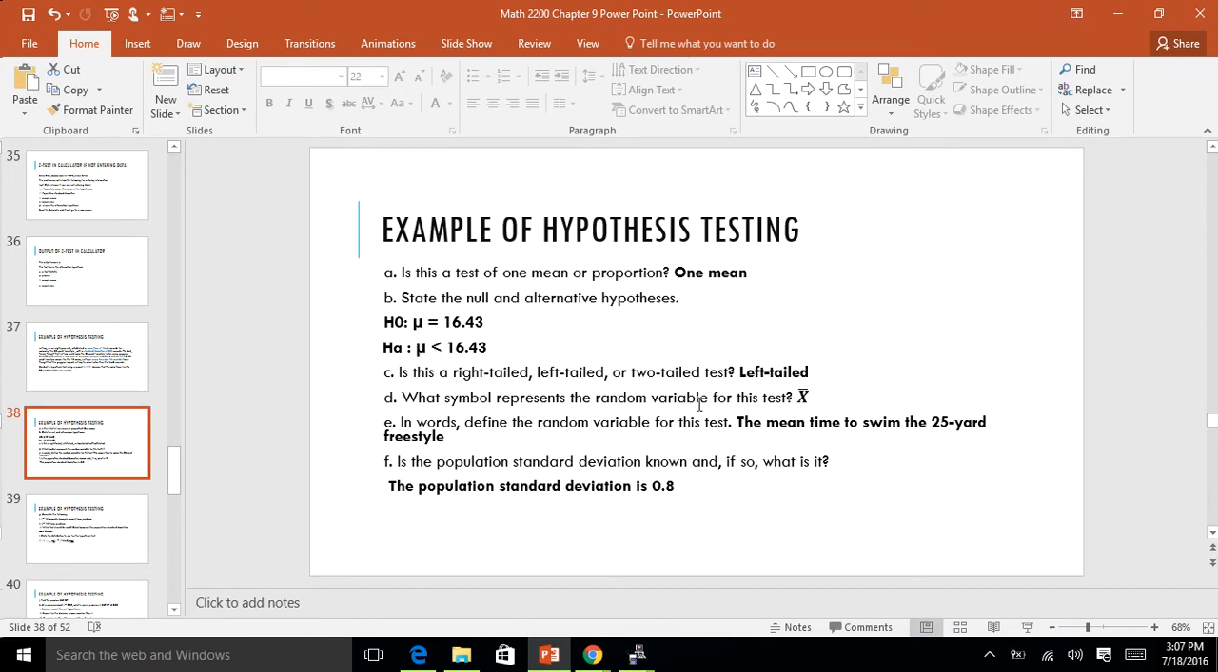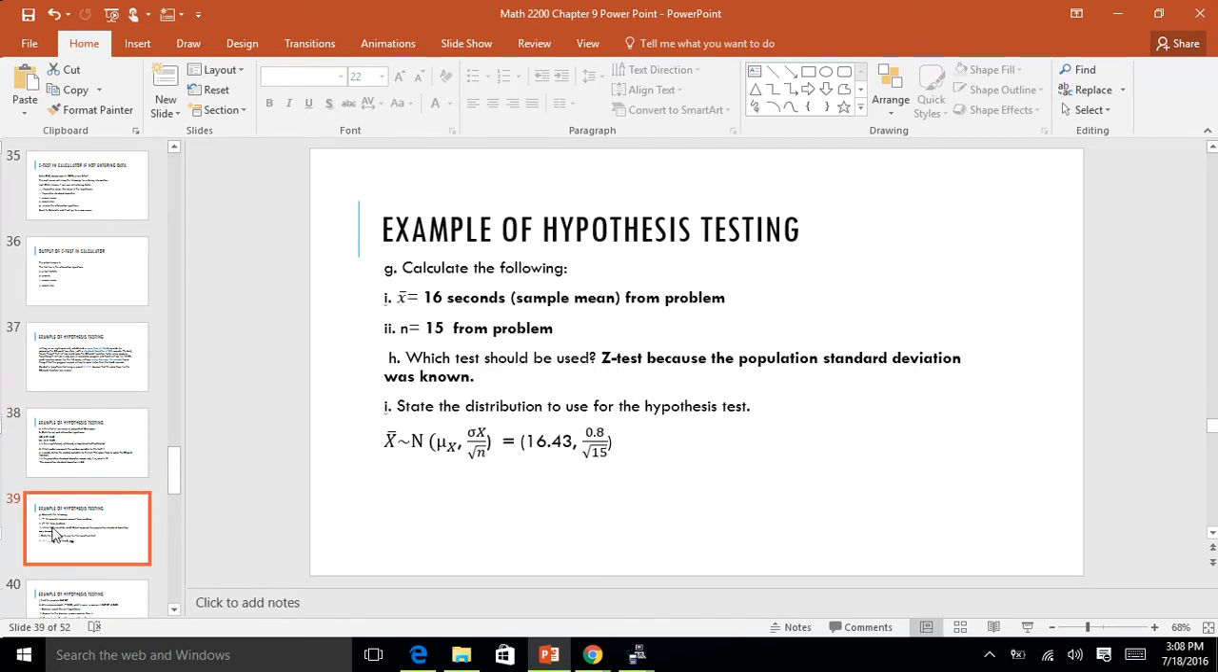What symbol represents the random variable for this test? Again, it's capital X bar. In words, define the random variable for this test. The mean time to swim the 25-yard freestyle is what is represented by capital X bar. If there's a population standard deviation, what is it? We know from the problem the population standard deviation is 0.8. It tells us in the problem, and that's how we know we can run a z-test.